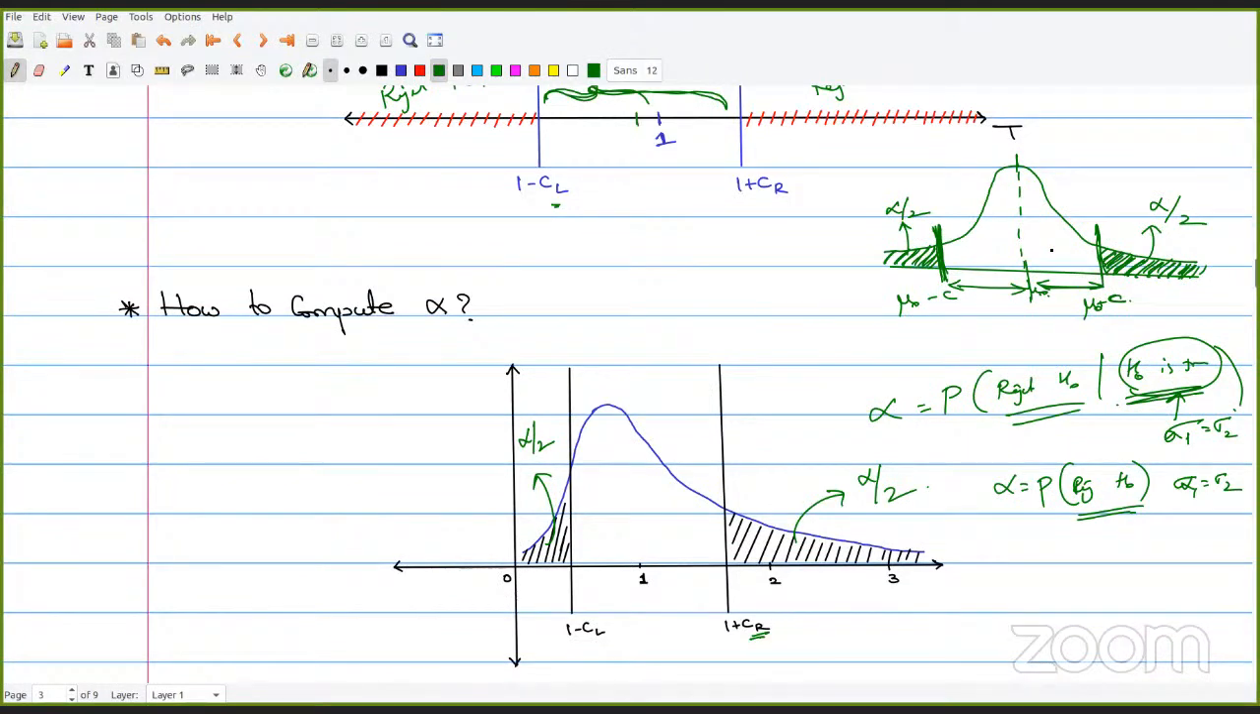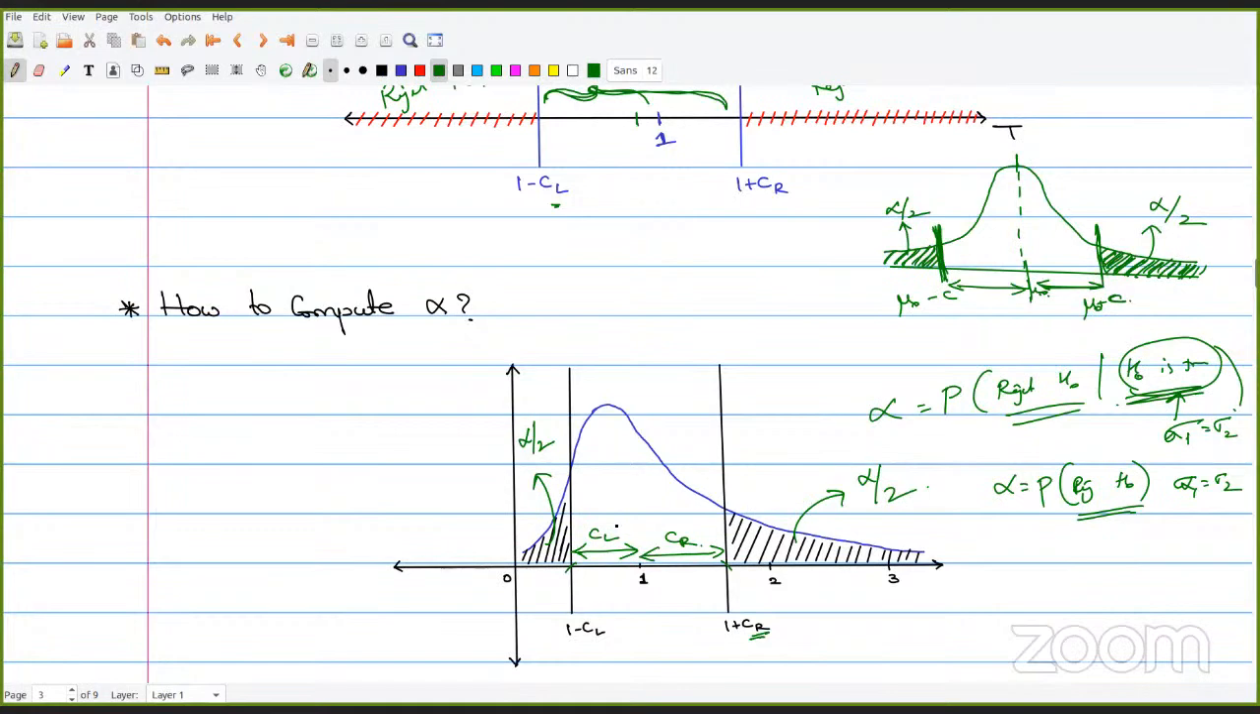But here, it is not symmetric around the mean. It is actually a right skewed distribution. So what happens is, the area alpha by 2 may be different from this point to this point. It may move some critical value CR on the right side, and on the left side it may not be equal. It may move something CL, which are different.